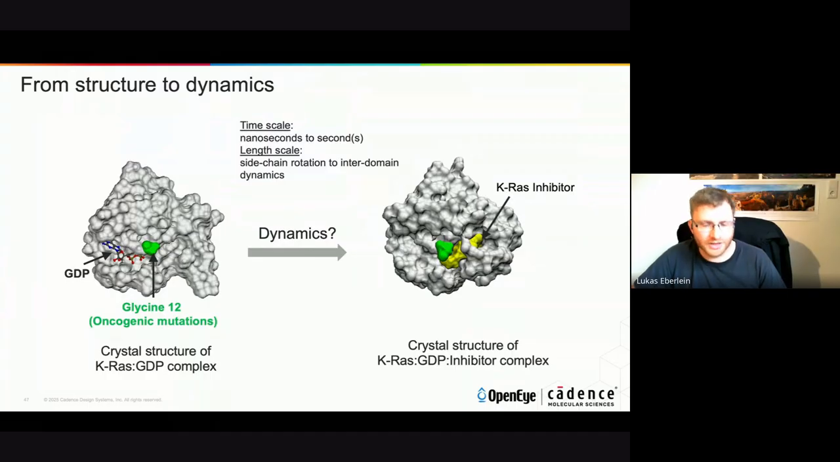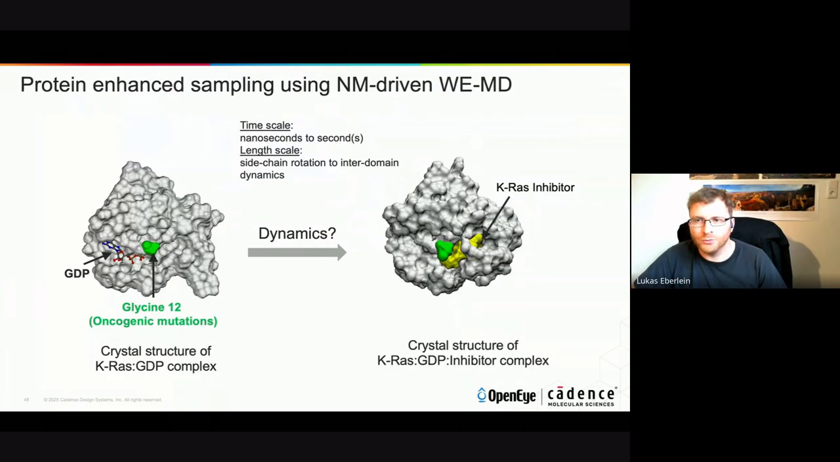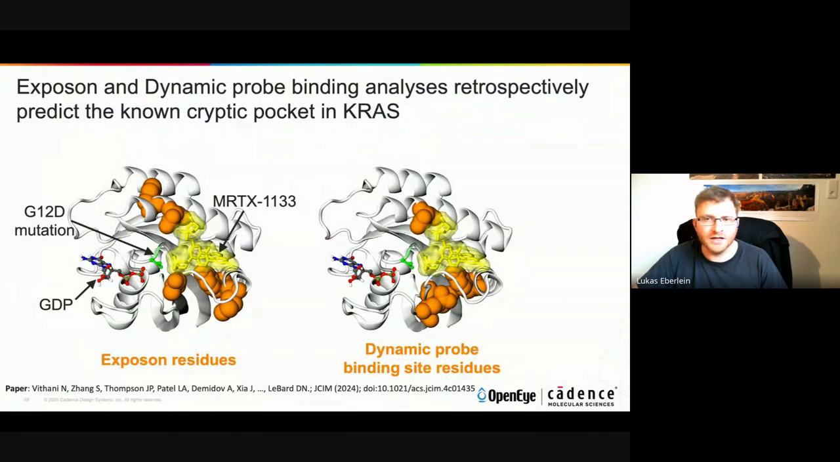So how are we able to do this? We will use our normal mode-driven weighted ensemble method to hopefully open up these pockets, and then we are going to take our previously explained methods, the exposon and dynamic probe binding analysis, to analyze the protein and see if we are able to detect these pockets. And this is the result of this study.